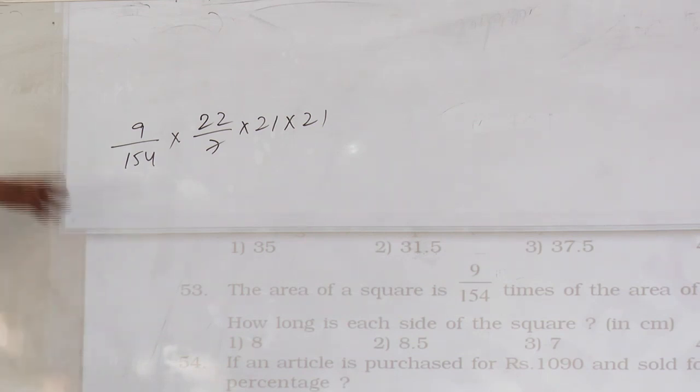Or else you have to go for the calculation part. Do the entire process, then you will get 9.